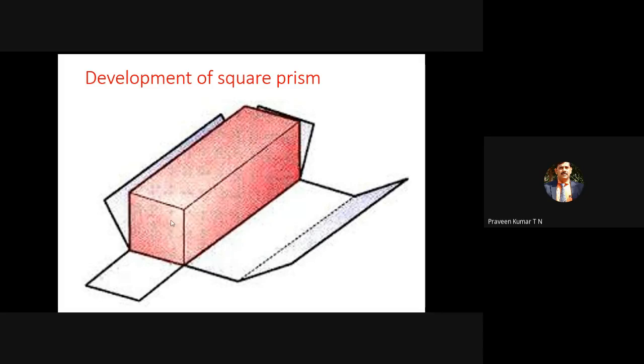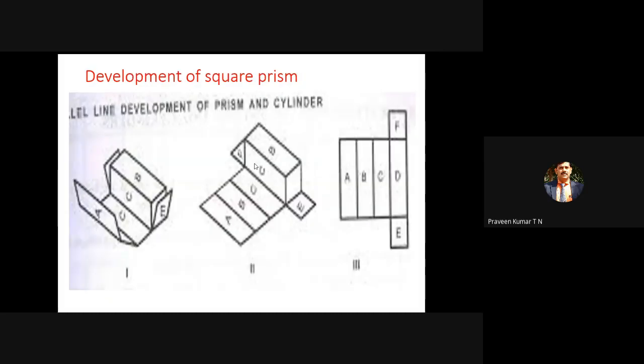If the base edge of the square is 20 mm, the total rectangle length becomes 20 into 4, so the length of the rectangle becomes 80 mm. Then the height will follow. The same thing is shown here. We have a rectangle; you take out face E, and on the back side there is one more face F. Those two are taken out from the drawing. Then you open it, and you get four rectangles A, B, C, D. The edge length of each is equal to the edge length of the square prism.